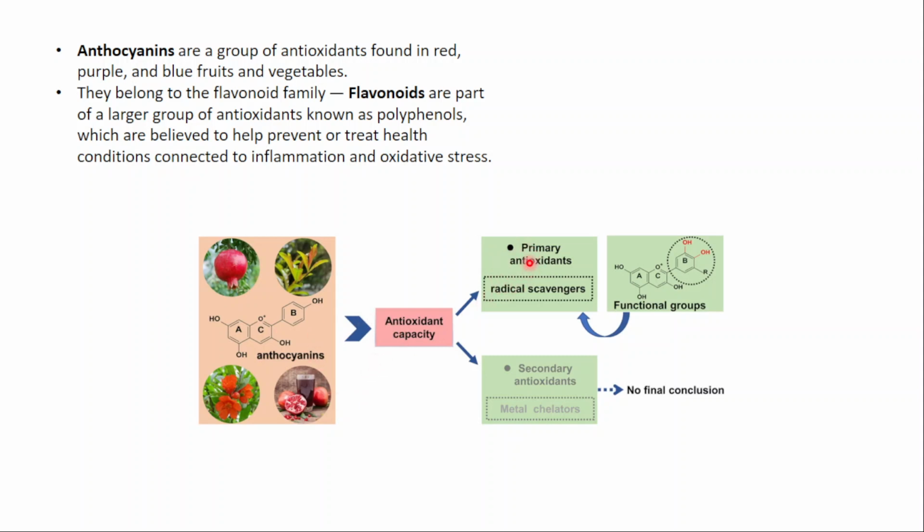They are used as primary antioxidants. They scavenge the radical production. So if there is an oxygen radical, reactive oxygen species, peroxide radical, or a superoxide radical, these anthocyanins will sequester it with their functional groups, and they are also used as metal chelators or secondary antioxidants.